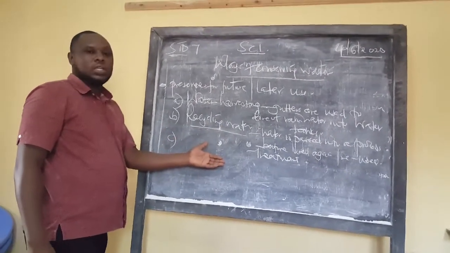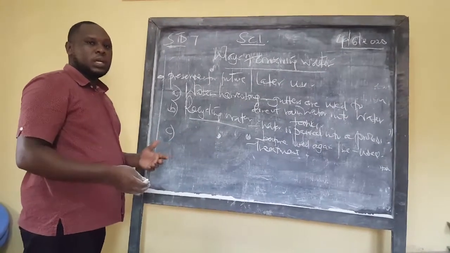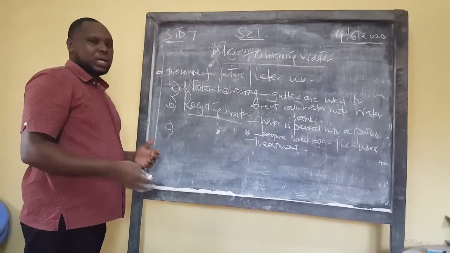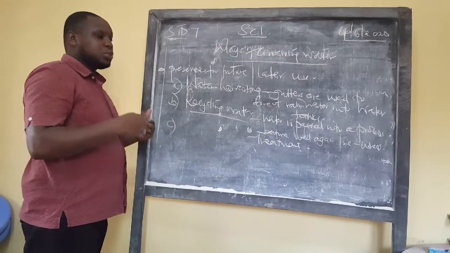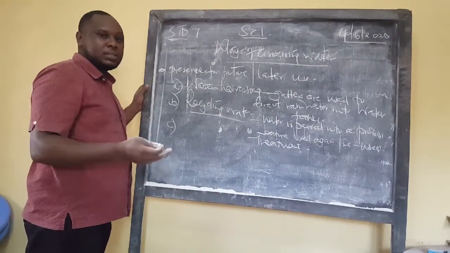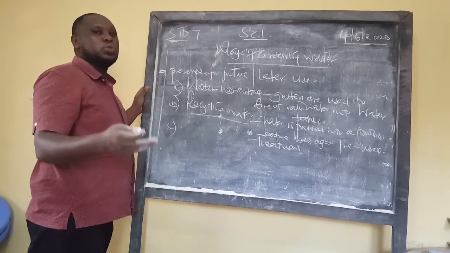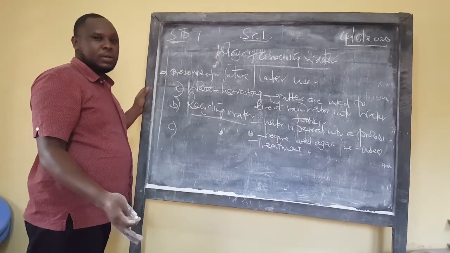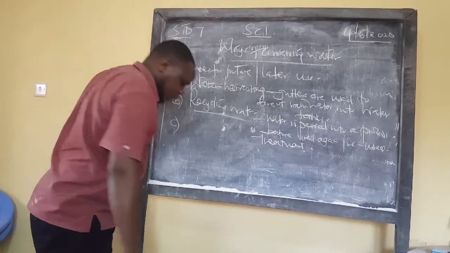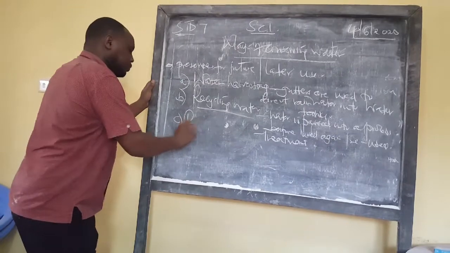Number three, here we're going to talk about recycling sewage. Most of this water that we use for other purposes, we can call it sewage. So sewage has to be made harmless before that water is used to grow some vegetables and spinach for you to consume.